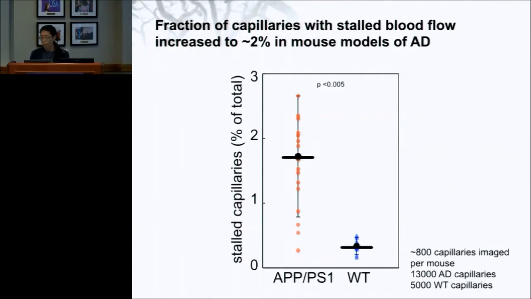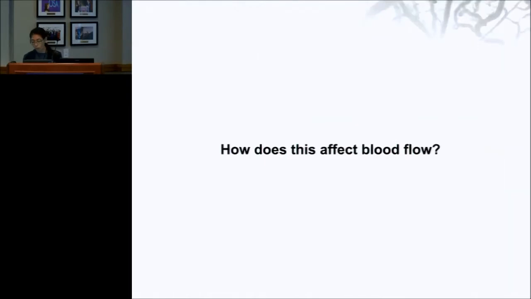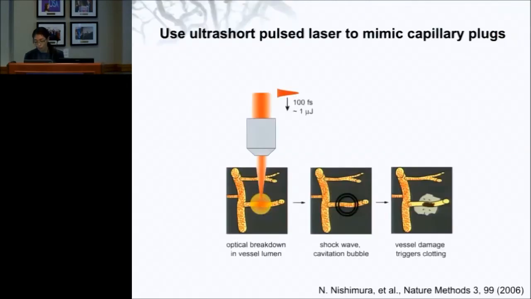So the next step was, this is an interesting phenomenon, but 2% isn't that many, right? Like 2 in 100 vessels. One of the questions was, how does this actually affect blood flow in a way that might matter for a human patient? So we turned to another tool that is also based on these high-power lasers.